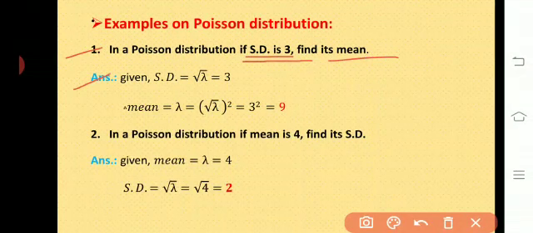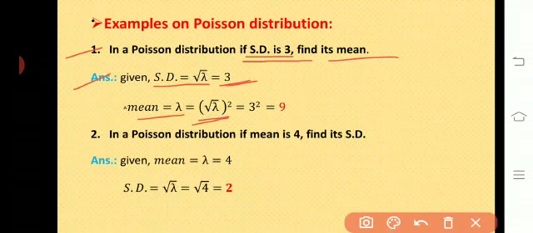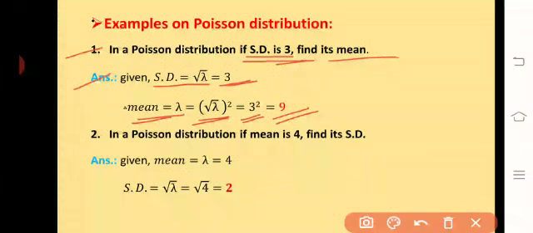Standard deviation is given. We know that standard deviation is equal to square root of lambda, and it is given as 3. Therefore, mean, we know that mean of Poisson distribution is lambda. So mean equal to lambda is nothing but square root of lambda squared, that is standard deviation squared, that is 3 squared, and you will get 9. So mean of a Poisson distribution whose standard deviation is 3 is equal to 9.